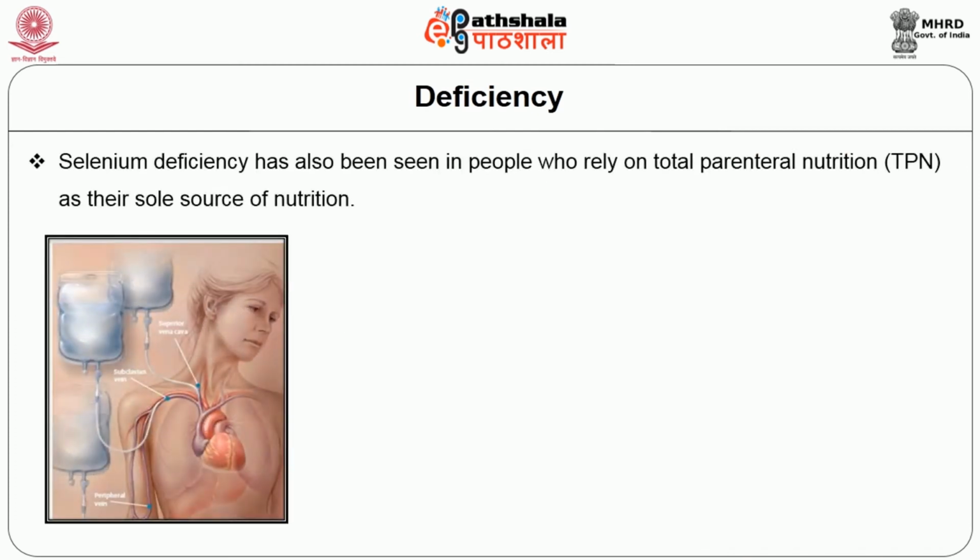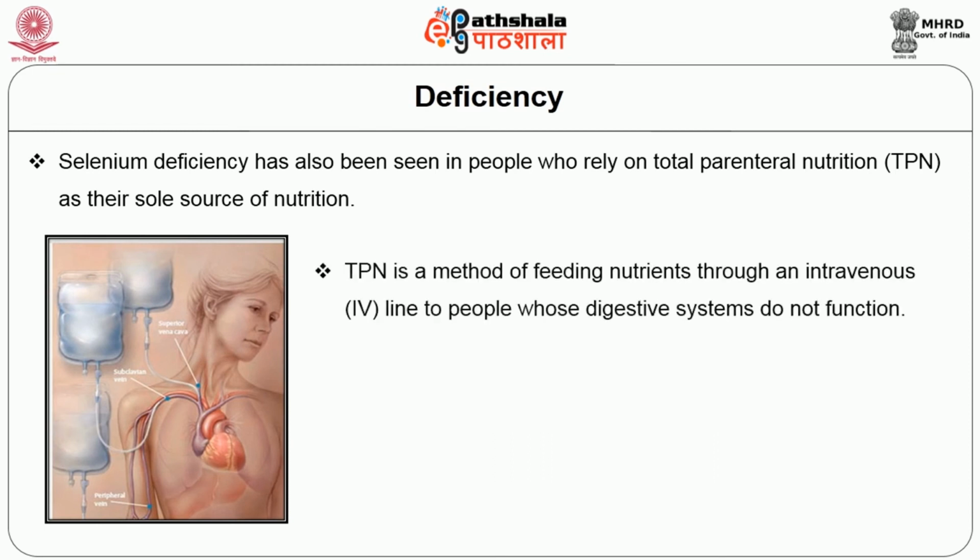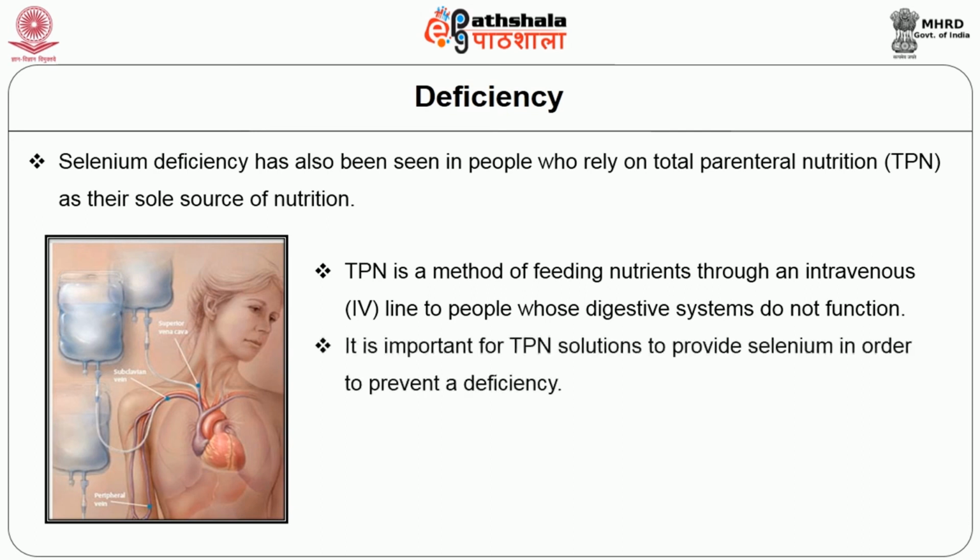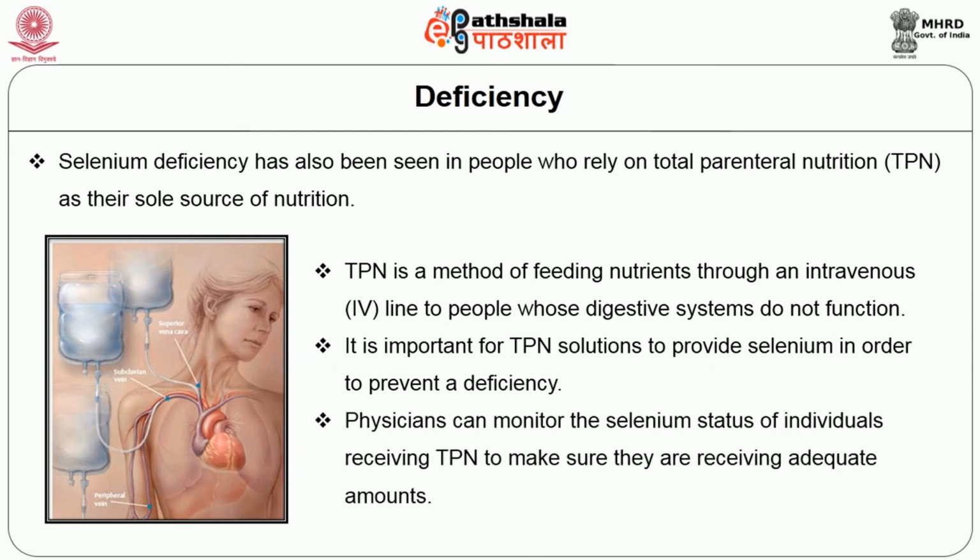Selenium deficiency has also been seen in people who rely on total parenteral nutrition as their sole source of nutrition. TPN is a method of feeding nutrients through an intravenous line to people whose digestive systems do not function. It is important for total parenteral nutrition solutions to provide selenium in order to prevent a deficiency. Physicians can monitor the selenium status of individuals receiving total parenteral nutrition to make sure they are receiving adequate amounts.